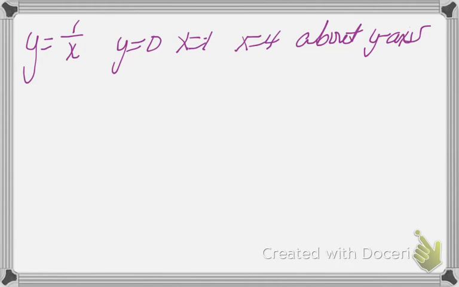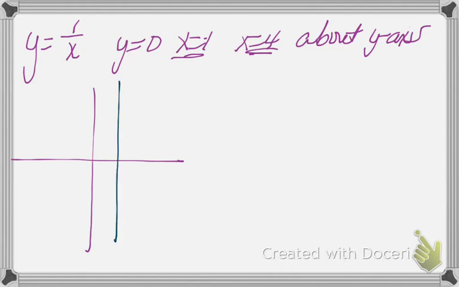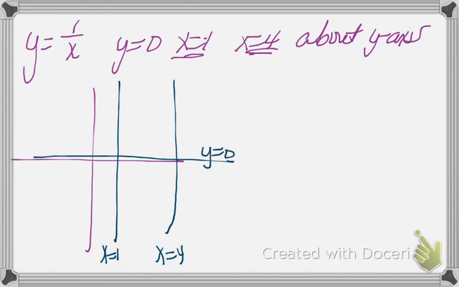Okay, and this is the final problem. So first let's graph this. Okay, so 1 over x. Well, I made a table, and I used the values from 1 to 4, because that's what we were given. Okay, so x equals 1 is here. X equals 4 is here. Y equals 0 is here. And 1 over x in between the values 1 through 4 is going to look something like that.